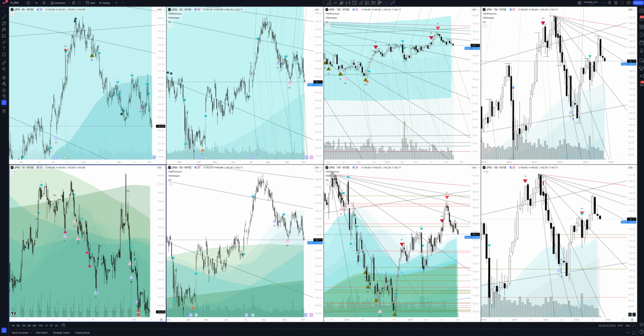Today we will take a look at JPMorgan stock. Let's analyze the market situation and find out how you can make money on it. Let's start.